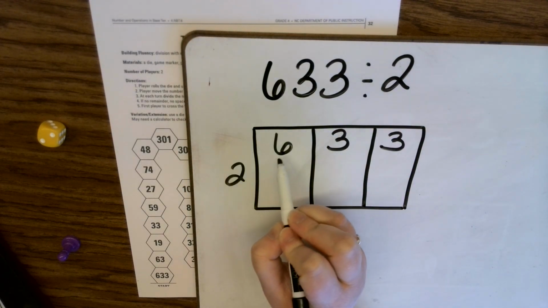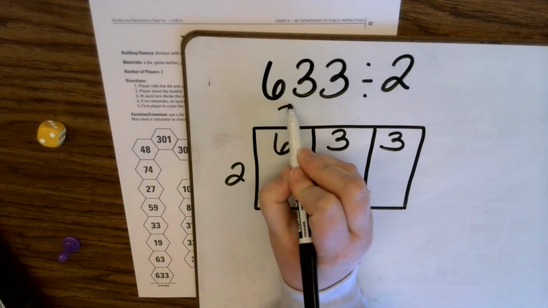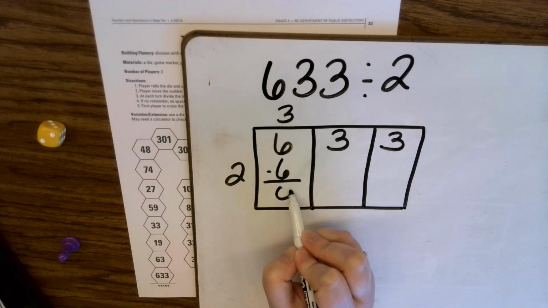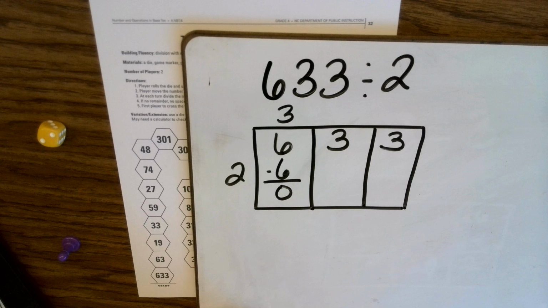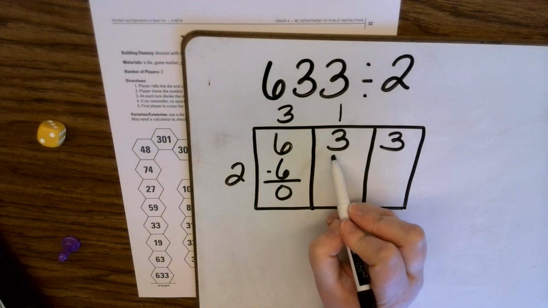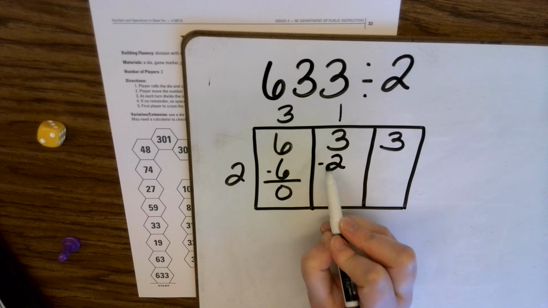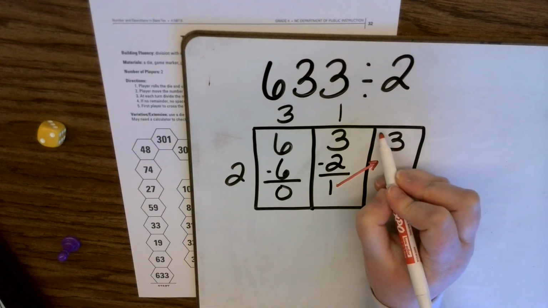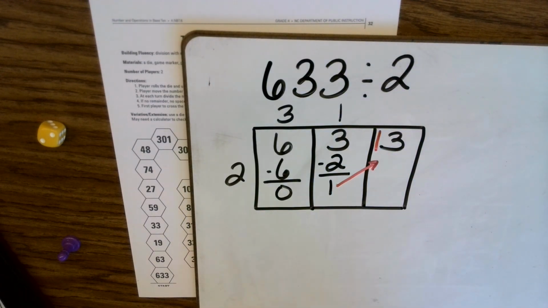Let's see, how many times can 2 go into 6? 3 times. 3 times 2 is 6. Subtract that. I got a 0. Nothing to drag up. How many times can 2 go into 3? Once. 1 times 2 is 2. Have a little remainder piece there of 1. I'm going to drag that up to the next box, make that 13.